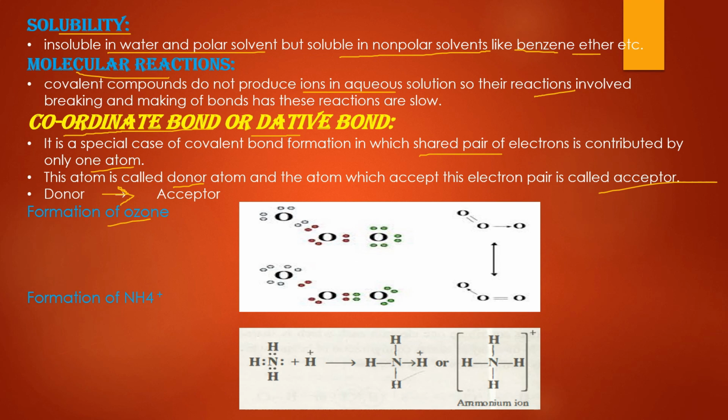Now look here, this is the molecule of ozone, 3 atoms of oxygen. Each atom contains 6 electrons in the valence shell. This is the first oxygen atom, this is the second oxygen atom. Between these two, electron pair sharing is there, and between these two, one electron pair sharing is there. So the bond is a double bond here and a single bond here. Now look here, यहाँ पे ये जो दो इलेक्ट्रॉन है, it is given by the middle oxygen, that is the oxygen number 2 to oxygen number 3.